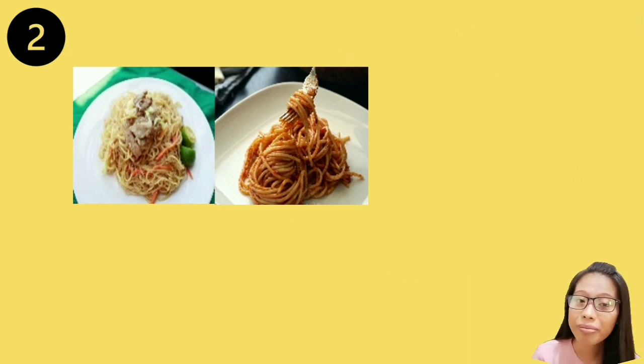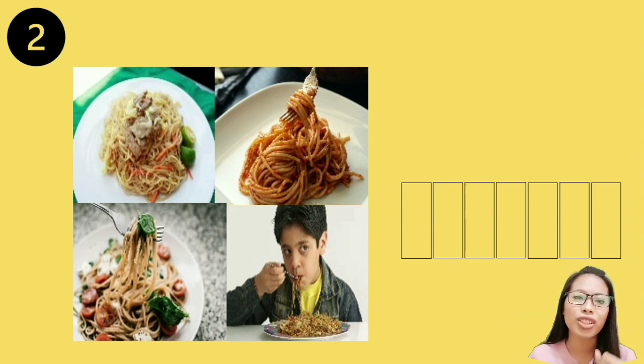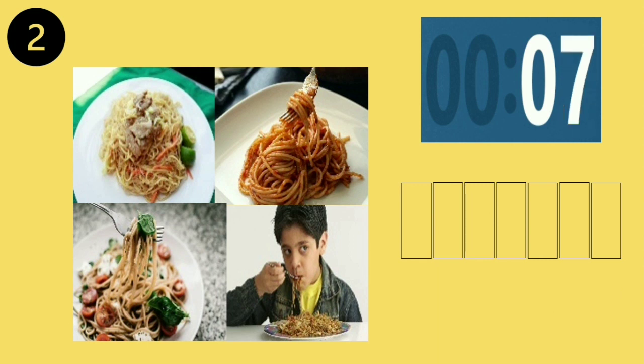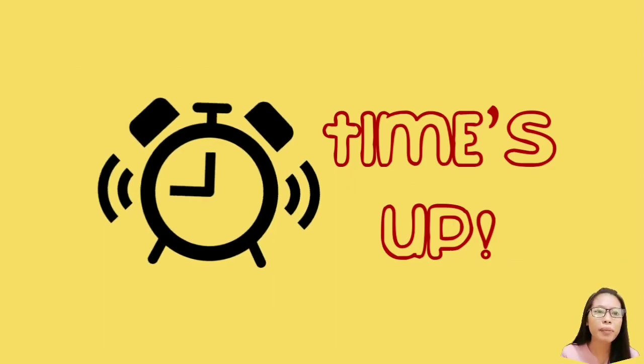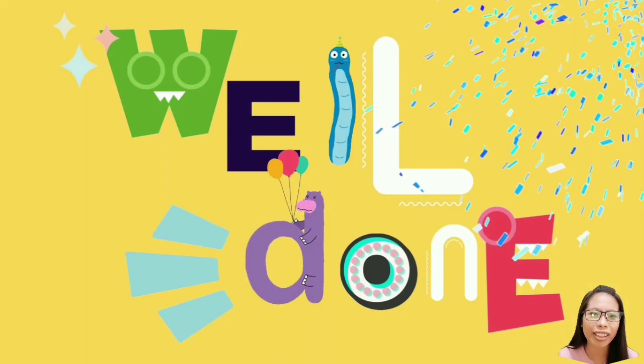There is a pancit, a spaghetti, a pasta, and a boy eating a spaghetti. Now, let's describe the pictures in just 1 word. The word here also has 7 letters. Your 10 seconds starts now. Time's up! The answer is noodles. You got it right. Well done.